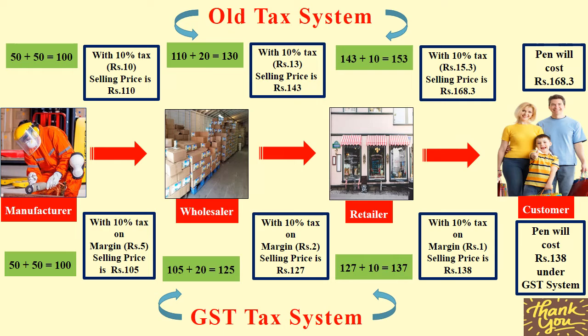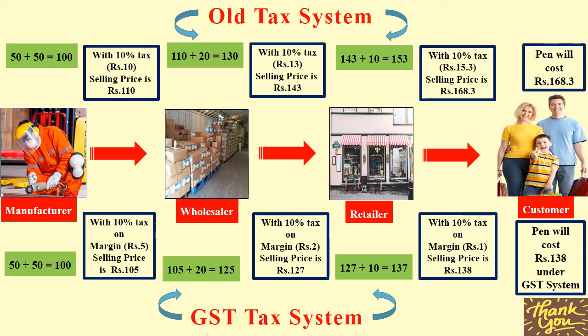Now let's take an example to know how GST implementation has removed the cascading effect. The example is explained in this figure. The upper portion shows the old tax system and the lower portion of this figure shows the present GST tax structure. Let's consider that in both cases the rate of tax is 10%.